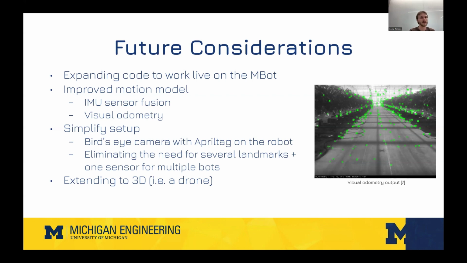And then since we're already recording video data to detect the April tags, we can also use the camera as our motion model for visual odometry. Another idea that we had was to simplify the setup. So this idea would involve having one camera that would be a bird's eye view of the map, and then having one April tag per robot. That would eliminate the need for multiple landmarks and just have one sensor for multiple robots, and each robot would have a unique April tag on it.